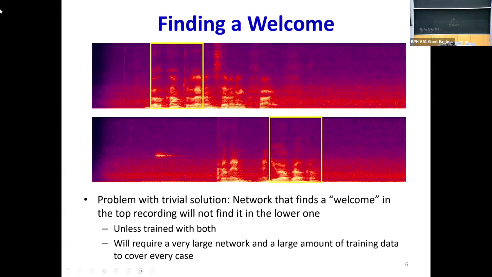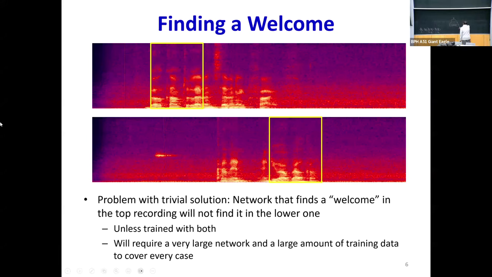There's a problem with the trivial solution. If I have a network that has been trained on recordings where the word welcome occurs early in the recording, will the same network recognize the word welcome if it occurs in a different location? Why not? It's been primed to look for it in one place. Specifically, you're really speaking of completely different subspaces.